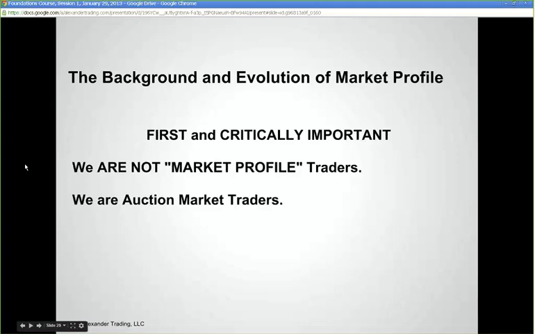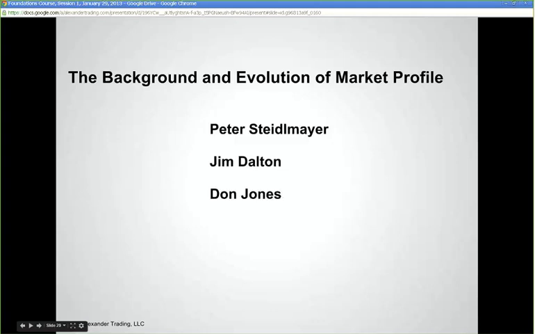Okay, now the background and evolution of market profile can be traced back to Chicago in the early 1980s, and there are three primary individuals that have popularized market profile: Peter Steidlmayer, Jim Dalton, and Don Jones. And by far, Peter Steidlmayer and Jim Dalton are the best known. I really can't talk about one without talking about all three of them. And you're going to learn something tonight that very, very few people are aware of about the evolution of market profile.